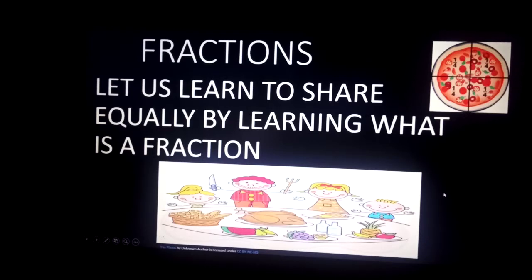Now look at this pizza. It has been divided into 4 parts and each part is considered as 1 out of 4. Each part is 1 out of 4 parts. Now let us learn to share equally by learning what is a fraction.